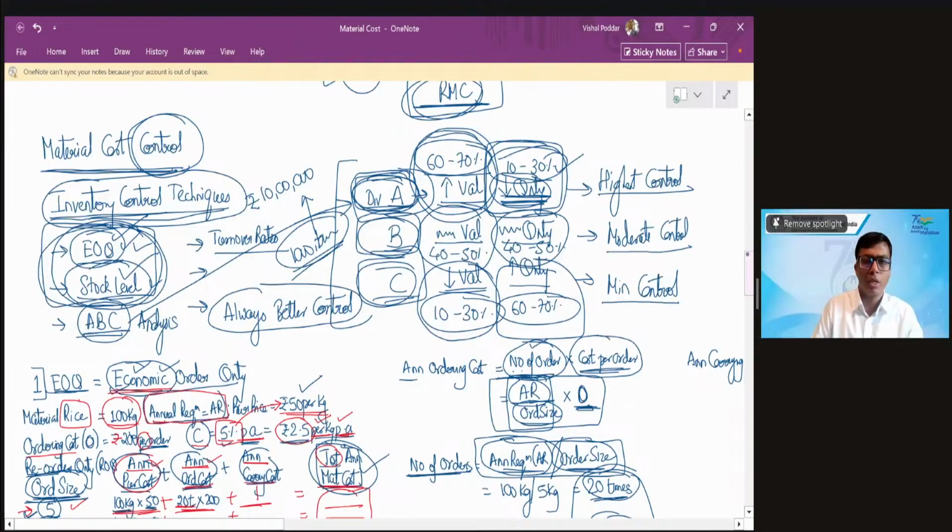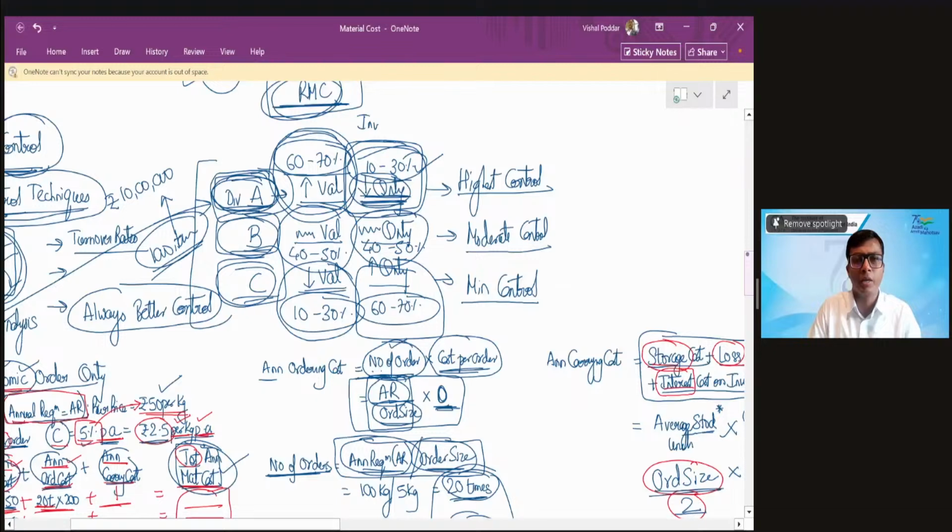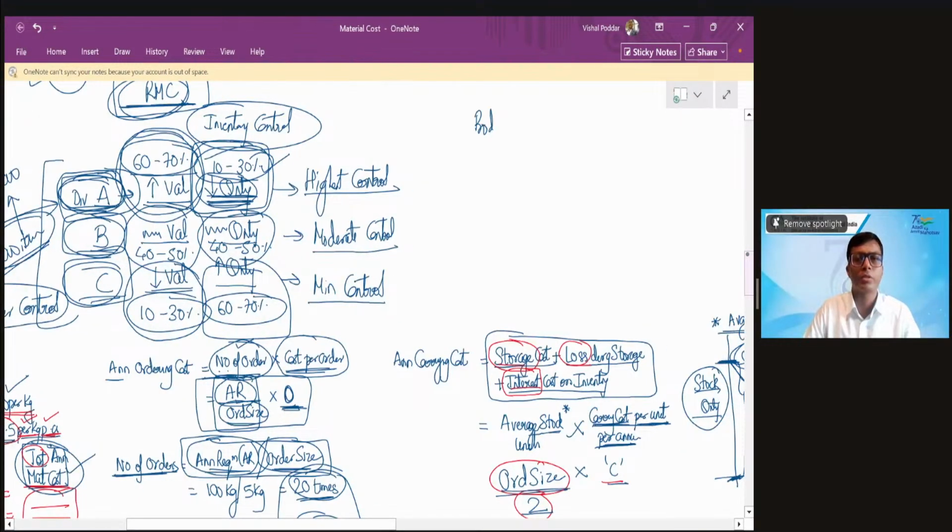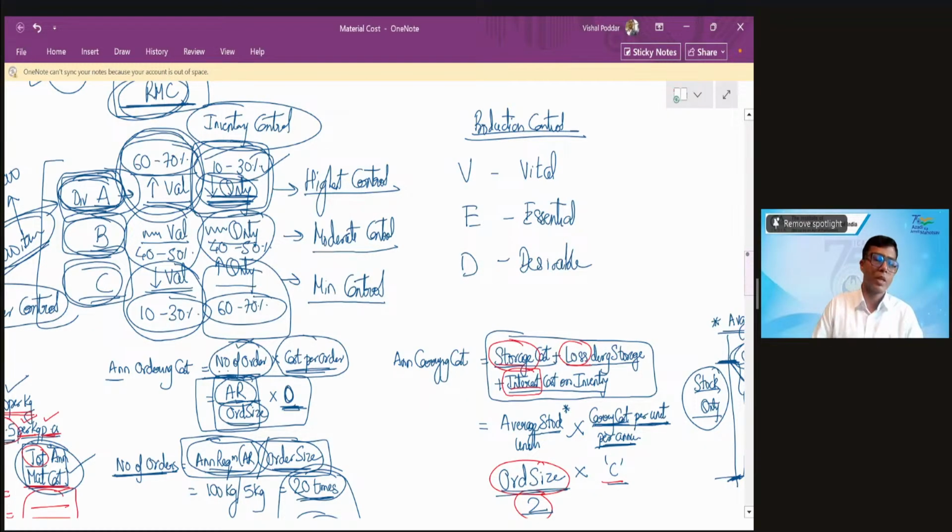Now, this analysis is for inventory control, that is controlling your items in your stock. Opposite to this is another similar concept, which is for production control. So when you are a production manager, you will classify your material into VED. V stands for vital, E stands for essential, D stands for desirable. Now, this classification of material is from the perspective of production control. Now, what is vital? Vital are those materials without which your production cannot happen.